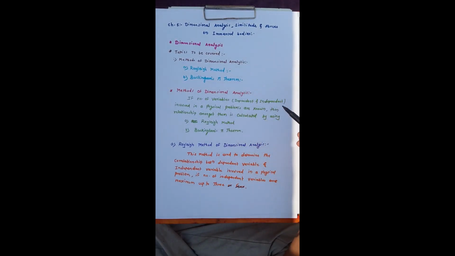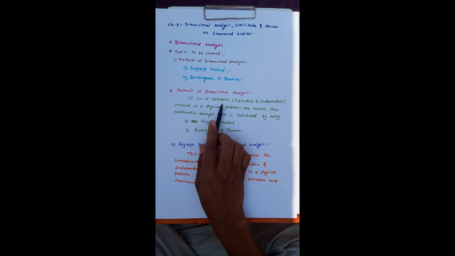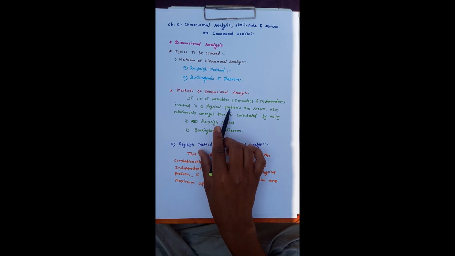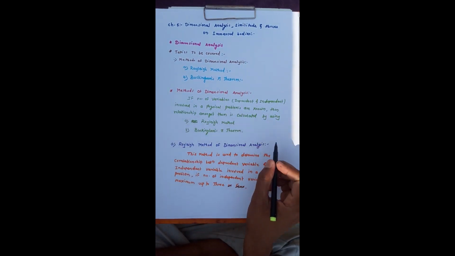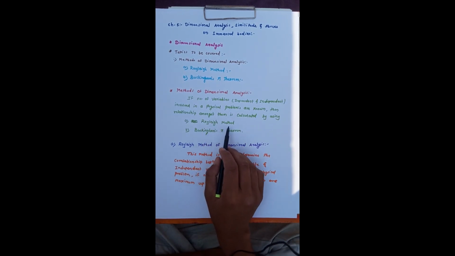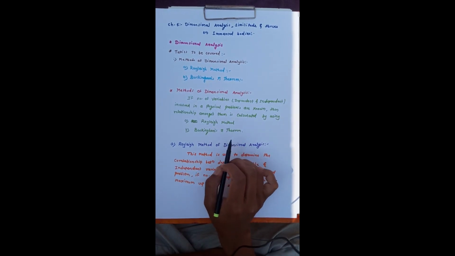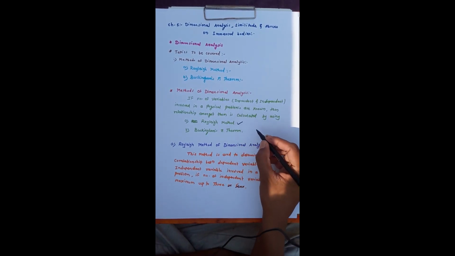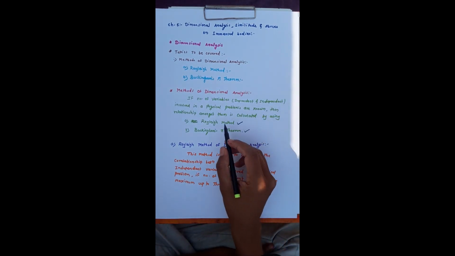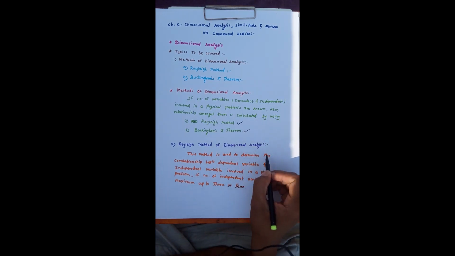If we have any physical phenomenon, and we know the number of variables, that is the dependent variable and independent variables involved in that physical problem, then the relationship between the dependent variable and independent variables can be calculated by using either Rayleigh's method or the Buckingham pi theorem. We are going to see both methods one by one. Now we'll start with Rayleigh's method of dimensional analysis.